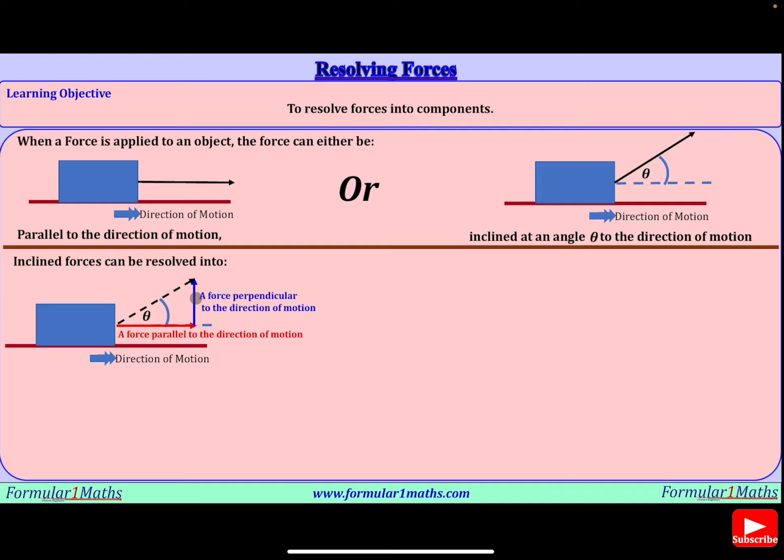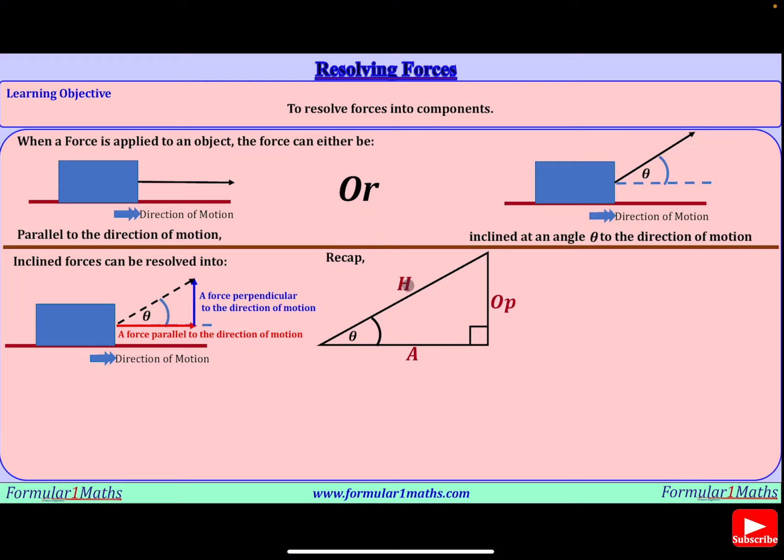Before we go and learn how to resolve forces, let's do some recap of some basic trigonometry. This is a right angle triangle with the angle over here. This means that we've got an adjacent side A, which is next to the angle, an opposite side which is facing the angle, and a hypotenuse side which is the longest side.